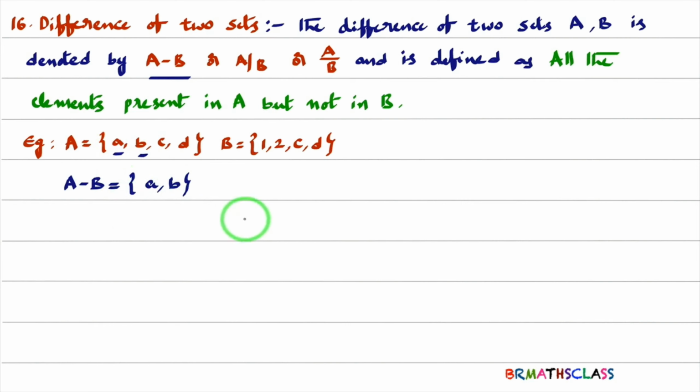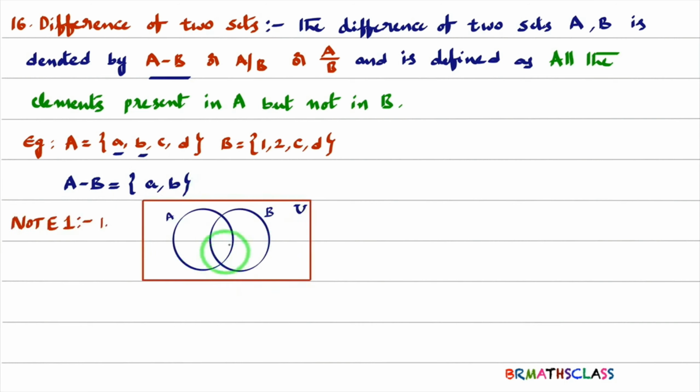I hope you understand how we calculate A minus B. Now we will try to understand this more clearly with a Venn diagram. You observe here, I consider the sets A and B. For A minus B, I need to identify in this Venn diagram where the region A minus B is. What is A minus B? A minus B means the elements present in A but not in B. You observe this is the zone of elements present in A but not in B.